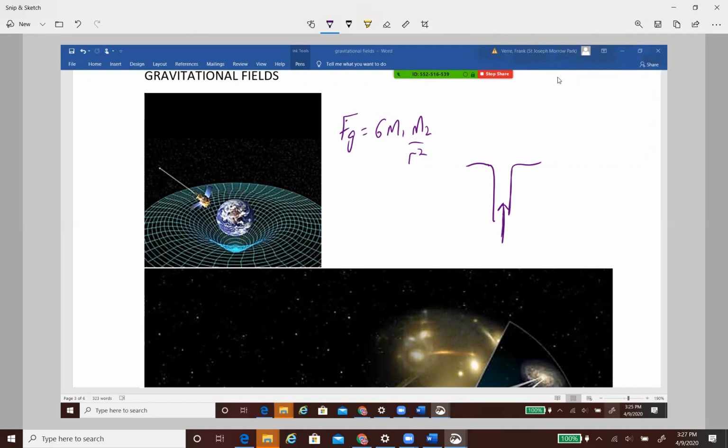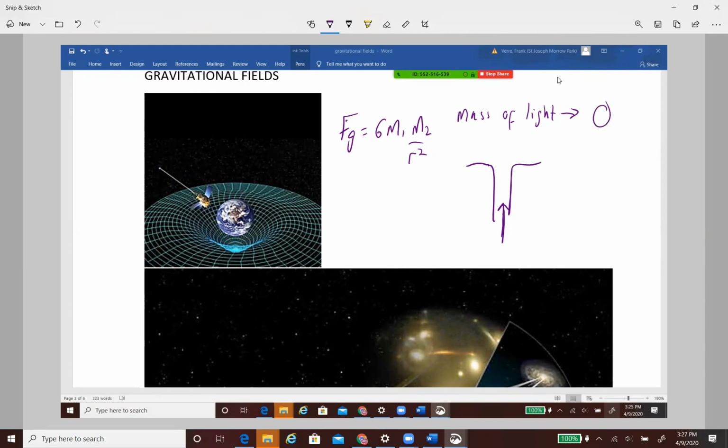Here's a simple question. What is the mass of light? Anyone know? Is it 0? Does it have any mass? No. Yeah, you're right. It's zero.